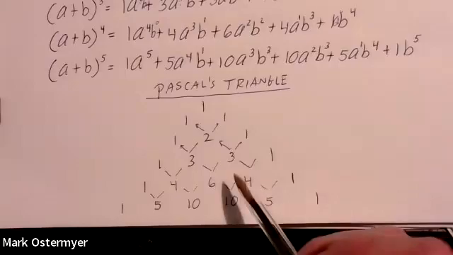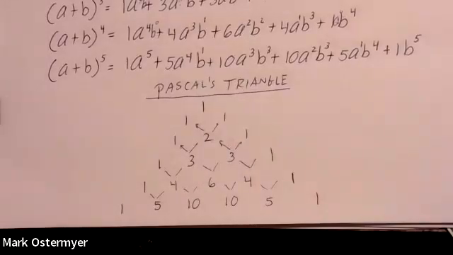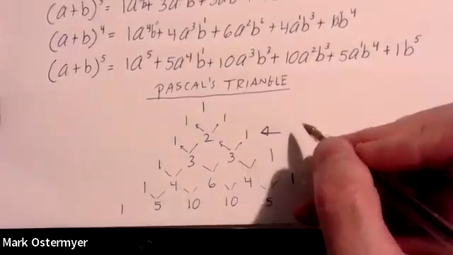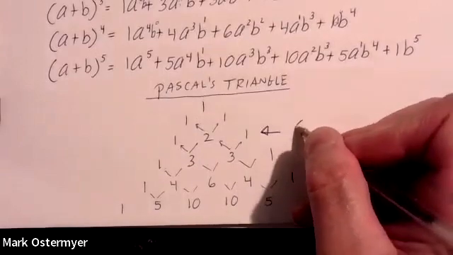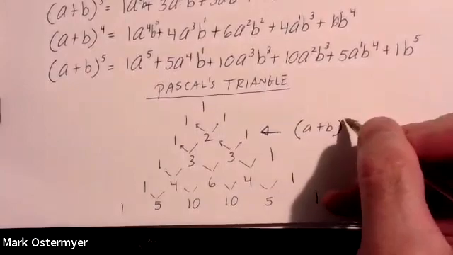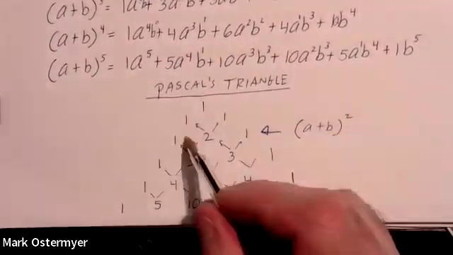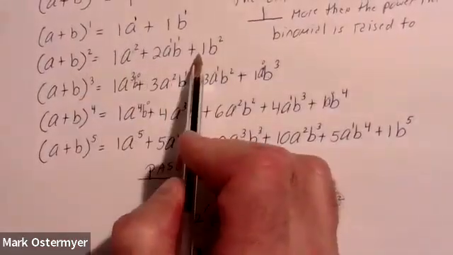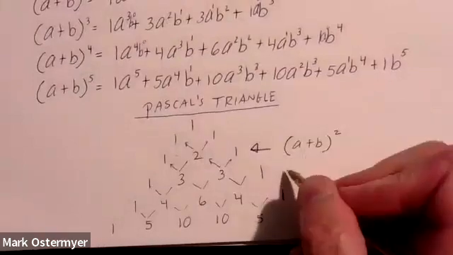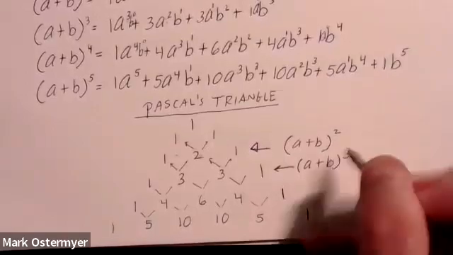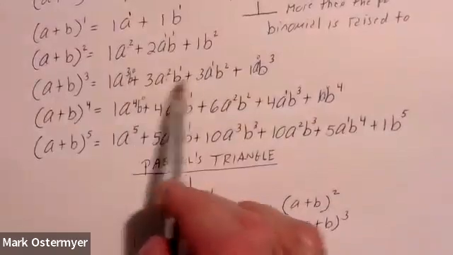Now, what's the significance of these numbers, and how do they relate to the binomial expansions up here? Well, this row right here gives us the coefficients of the expansion of a binomial raised to the 2nd power. 1, 2, 1. See that? This row gives you the coefficients of raising a binomial to the 3rd power. 1, 3, 3, 1.